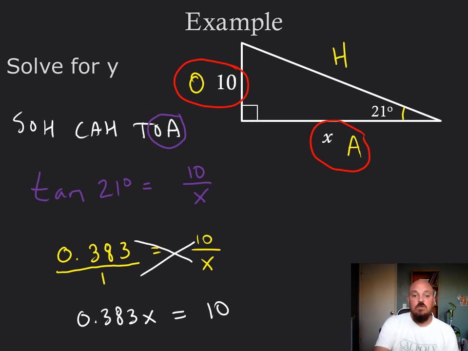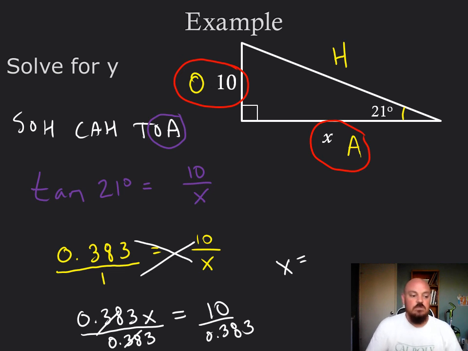Now you can finish the question by dividing by the number in front of x, which is 0.383. Now that cancels, and x equals, this will be our final answer. I'm going to use my calculator again, but it's going to be 10 divided by 0.383. And it's about 26.1.